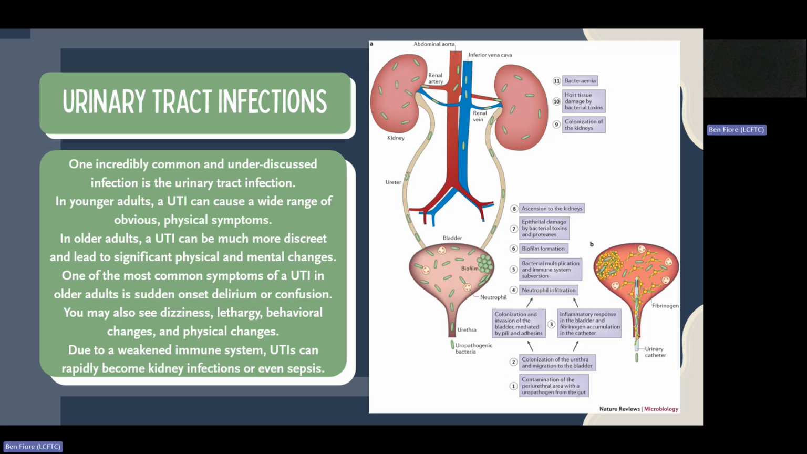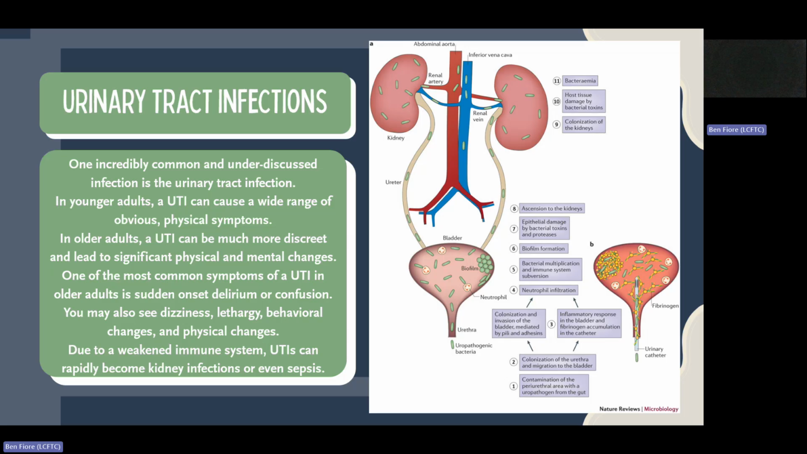So we can kind of see this here. This is our bladder right here. Typically a UTI is just in the urethra, just in that tube in which urine comes out from your bladder. That's the first stage of a UTI.